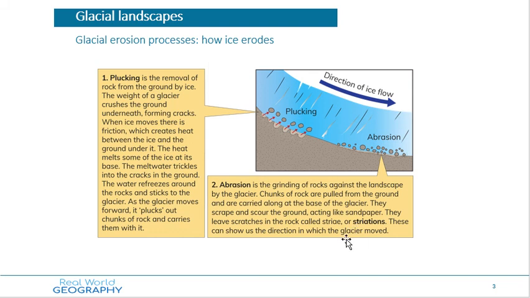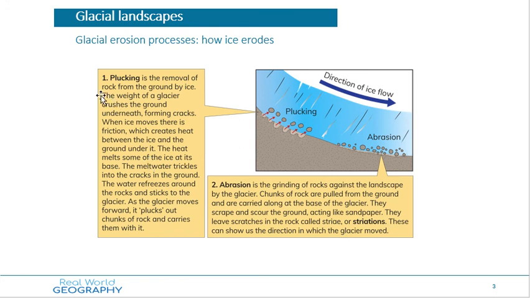Again, guys, sandpaper. If you move sandpaper over your hand, it feels rough. It feels uncomfortable. That sandpaper is not smooth. The same way the ice is not smooth and the rock is not smooth, so they grind off each other. And the ice is big and it's heavy, and it can grind off bits of rock during abrasion.